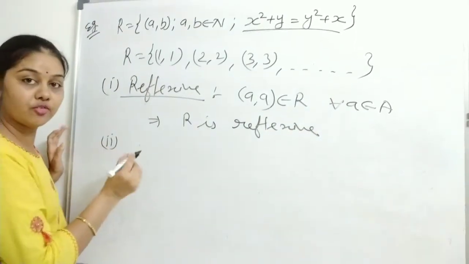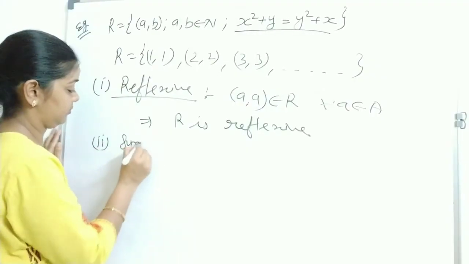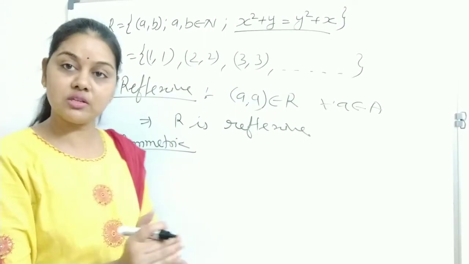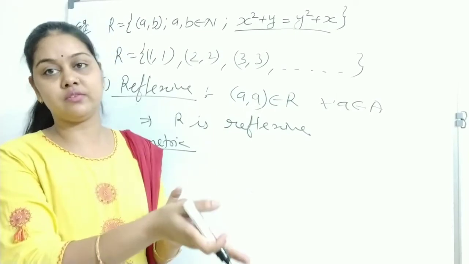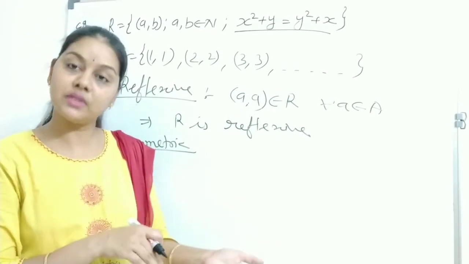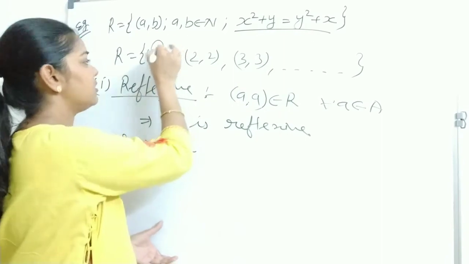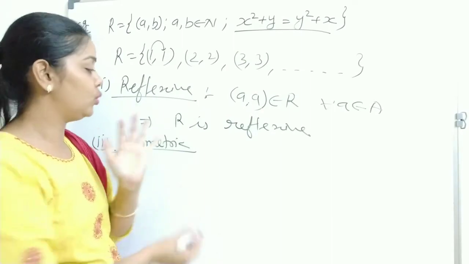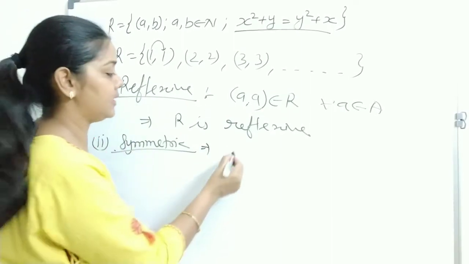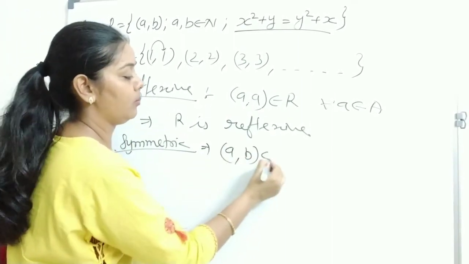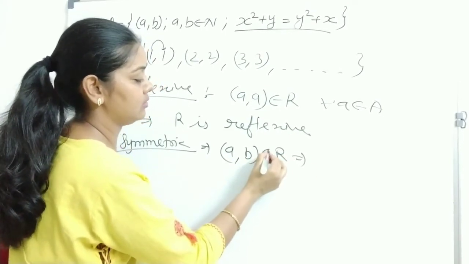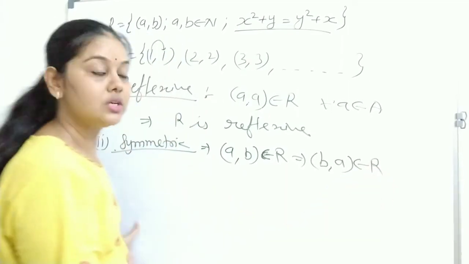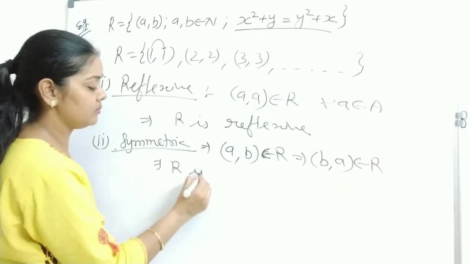Secondly, symmetric. For symmetric, what condition is required? If a is related with b, then b must be related with a. 1 is related with 1 and 1 is again related with 1. 2 is related with 2 and 2 is again related with 2. It means it is satisfying your condition that (a, b) belongs to R implies that (b, a) belongs to R. So R is symmetric.